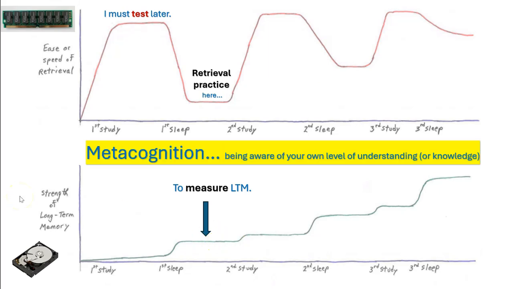How well did we store the information in our long-term memory system? This gives us important information as learners. Psychologists call this metacognition, which is being aware of your own level of understanding or knowledge. In this case, being aware of how well stored is the information in your long-term memory system.